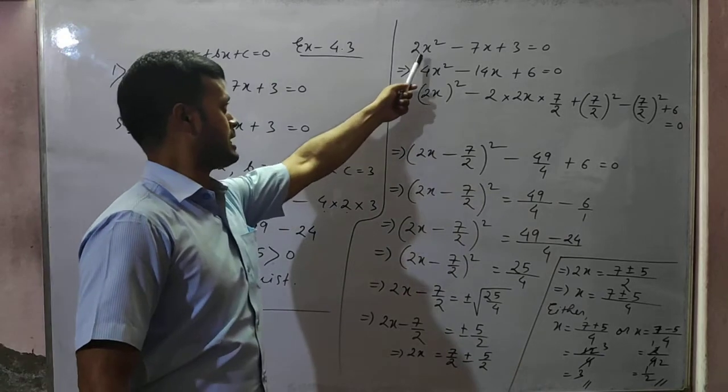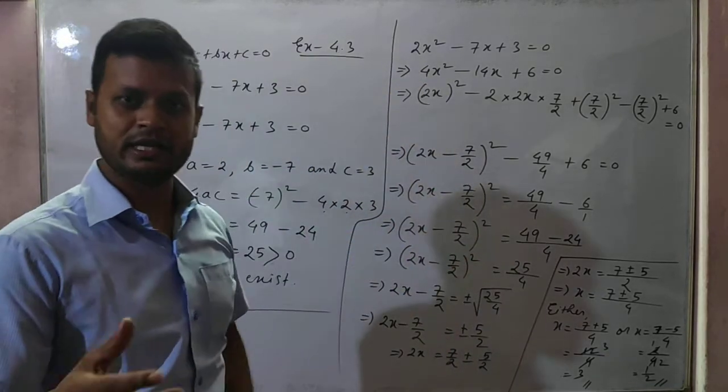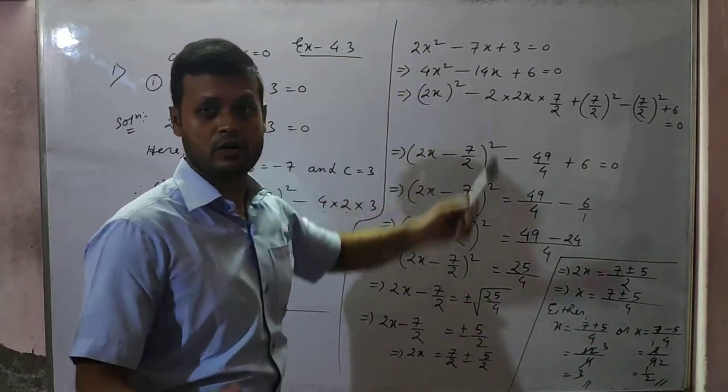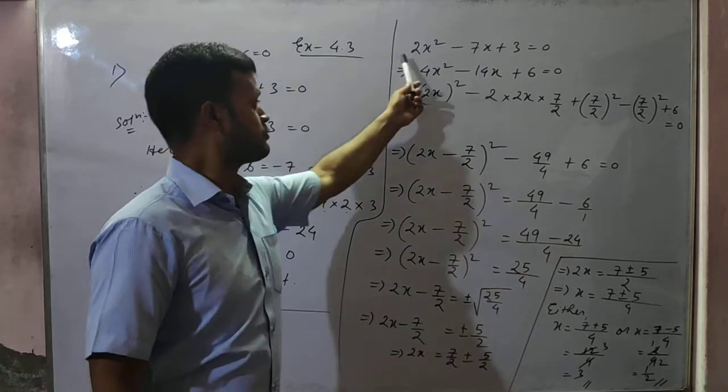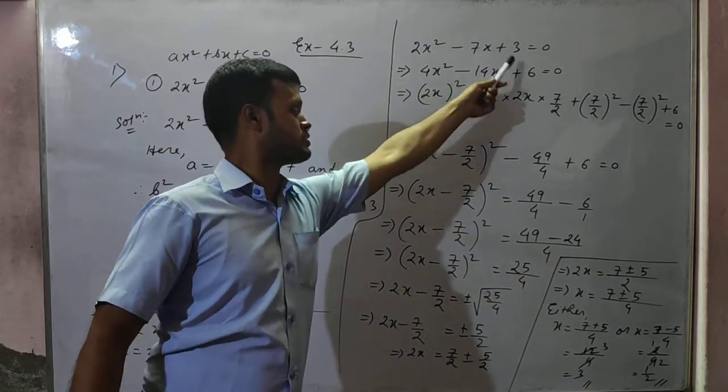Once again, I saw that along with x square, what number is there? Along with x square, I saw 2 is there. So 2 is not a square number, isn't it? 2 is not a perfect square. So to make this 2 a perfect square, we have to multiply this full equation by 2. So 2 into 2 it will become 4, 2 into 7 is 14 and 3 into 2 is 6.